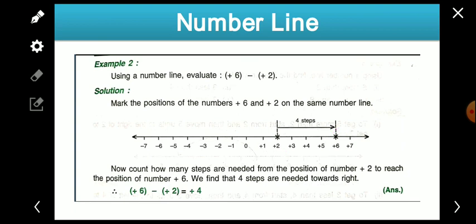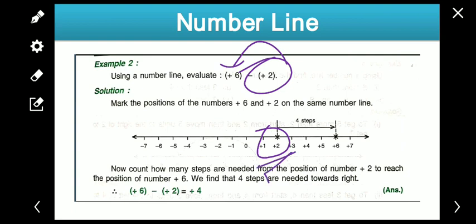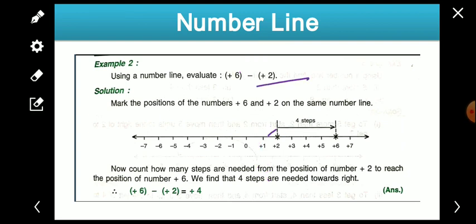Now from the second number we will start. We will start counting the number of steps, that is, how many steps there are. Here we will start moving from the second number. The first number is plus 6 and the second number is plus 2. So from plus 2 we will start moving towards the first number, plus 6.